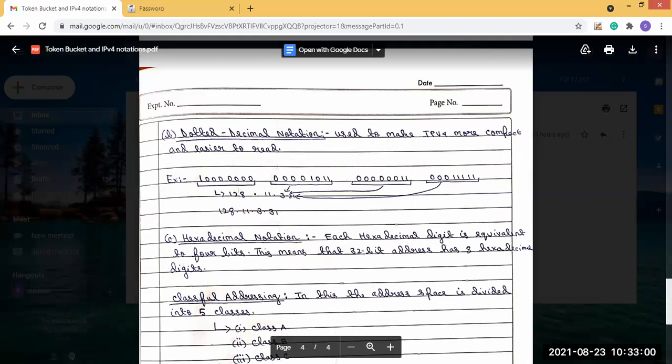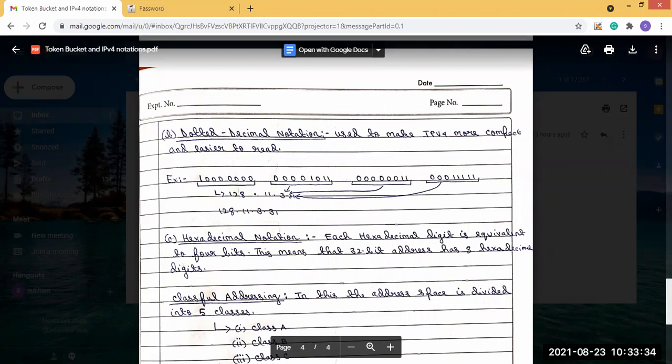Now, in the mid 90s, the internet came into the picture. At that time, we used addressing as classes. The address space was divided into 5 classes, and based on these 5 classes we used the address space.